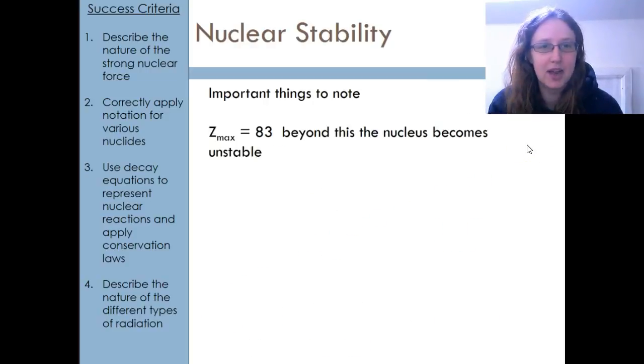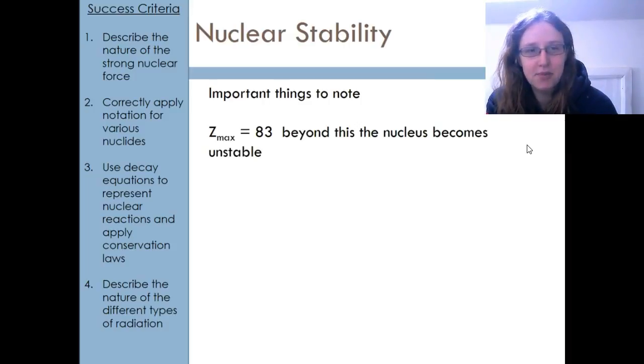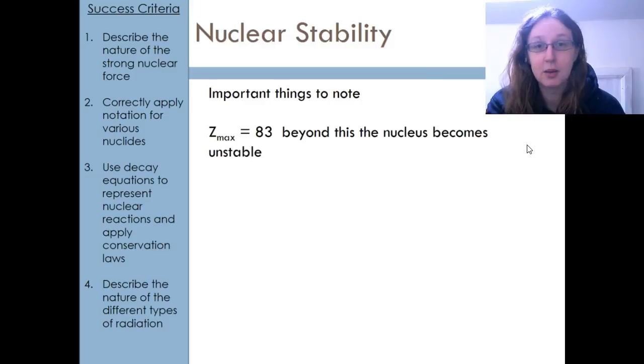So first thing we can pull out is that beyond 83, so a proton number of 83, the nucleus becomes unstable. So that's kind of like the maximum that you can get to with a stable nuclei. Anything above that and it's going to be unstable, so it will undergo radioactive decay.